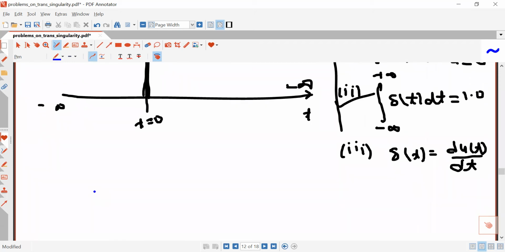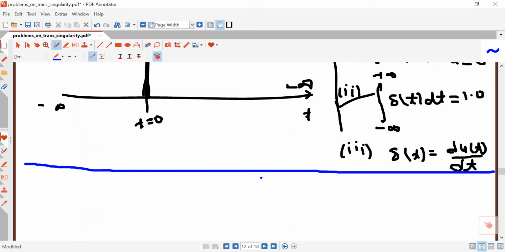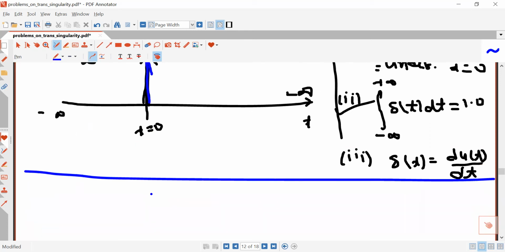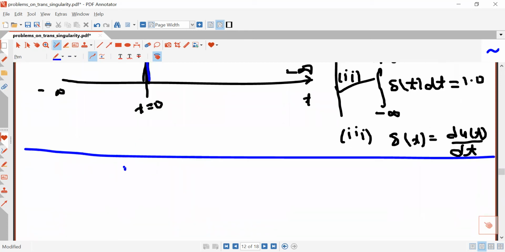Before coming to the properties, one thing I would like to incorporate here: the impulse function is also called a generalized function. And for the generalized function, you must remember this integral. This integral is very important, and I will consider this integration in the discussion of the properties of the unit impulse signal.